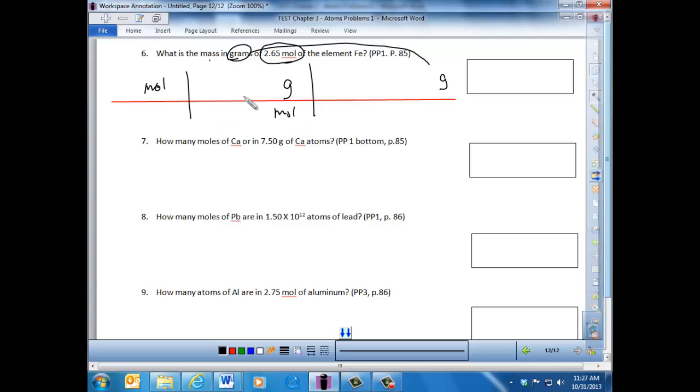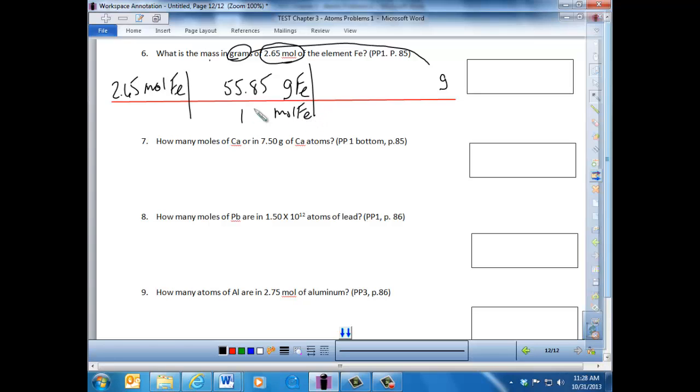So this would solve every conversion from mole to grams you could possibly have. All you need to do is fill in the quantity of moles and the element. In this particular case, it's iron, and it's 2.65 moles. So now we know that the grams of iron per mole is 55.85 grams of iron per mole of iron.